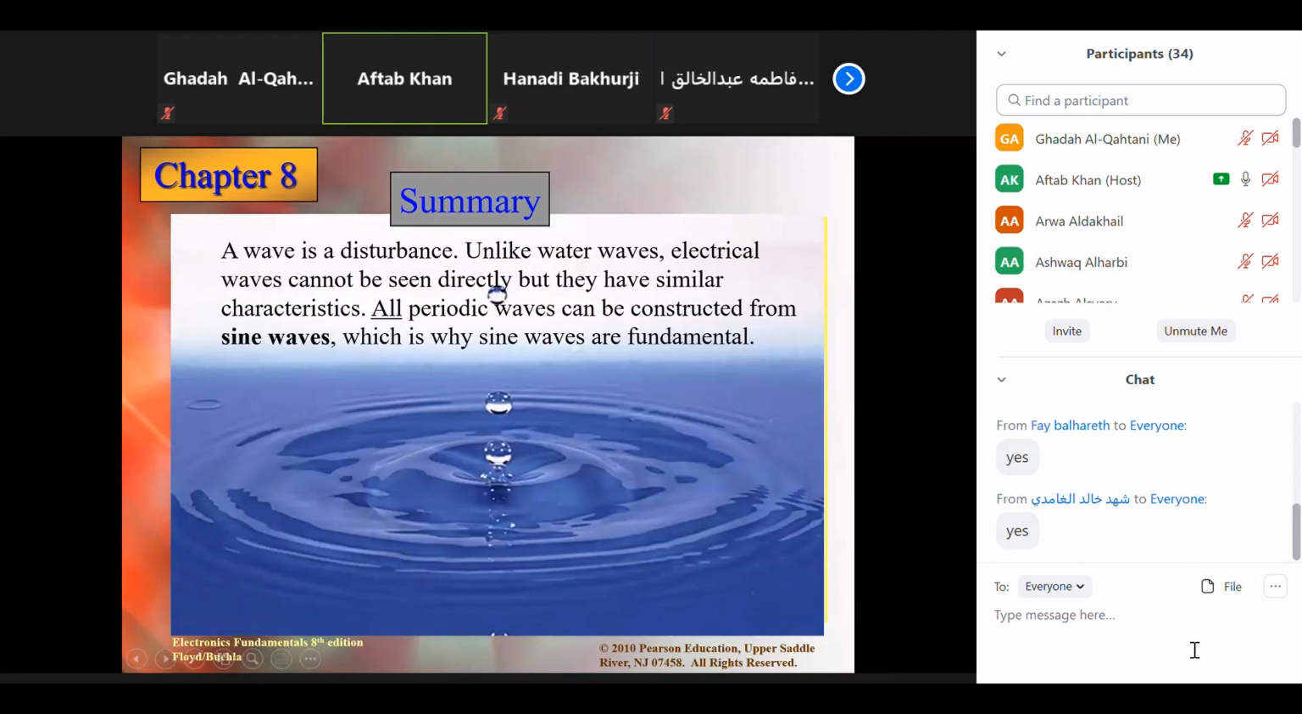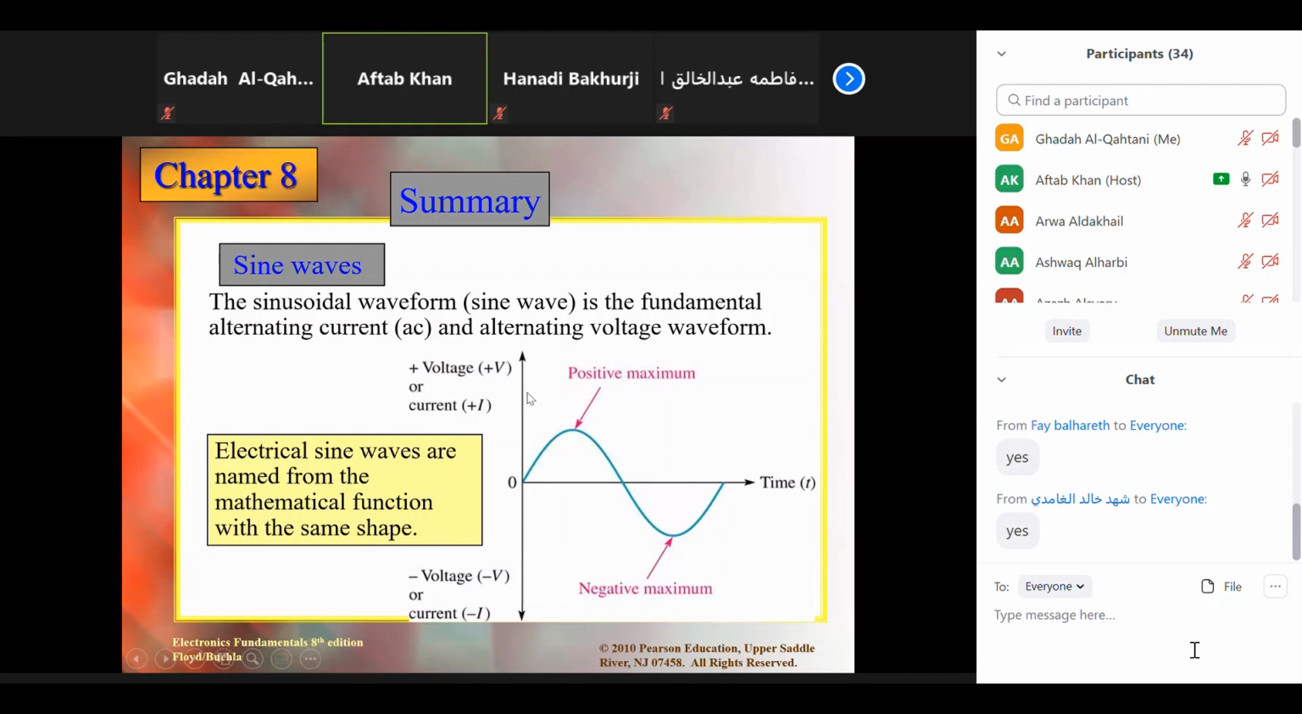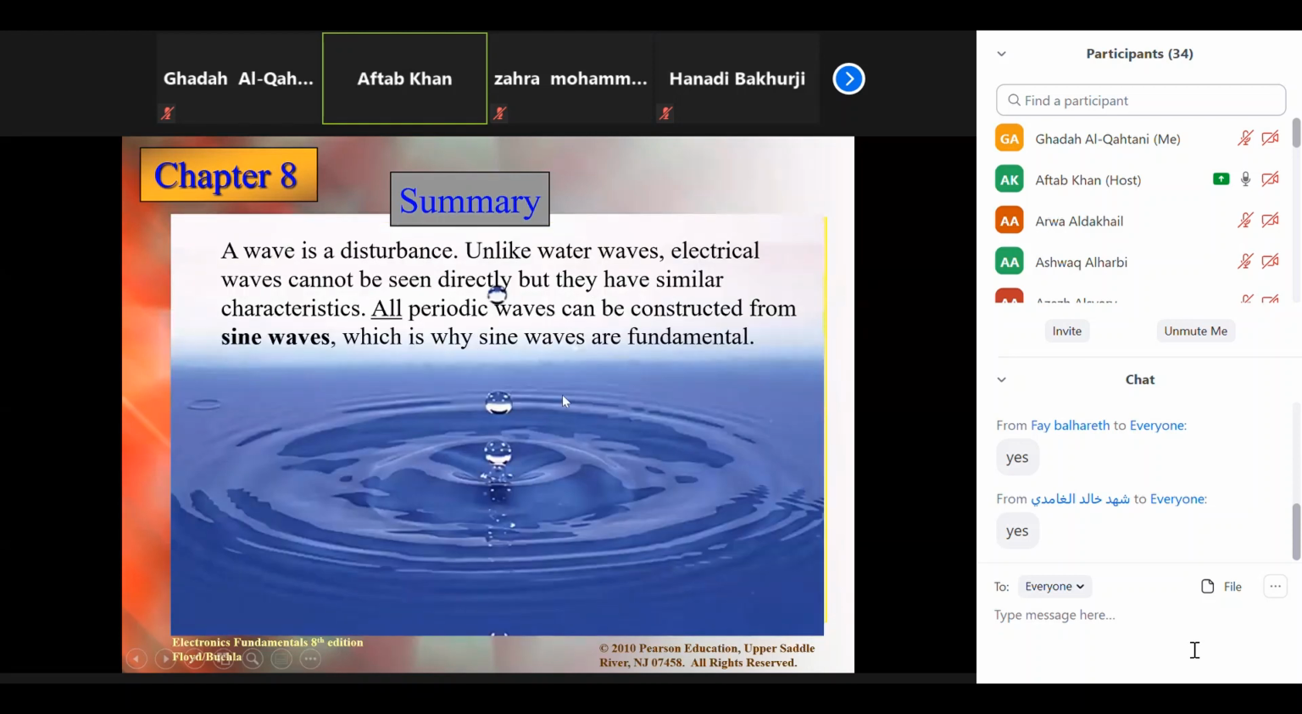I also mentioned that it is the same shape for the alternating voltage and for the alternating current, except that on this axis either voltage or current will be there, and this is the time. So what is a wave basically, guys?